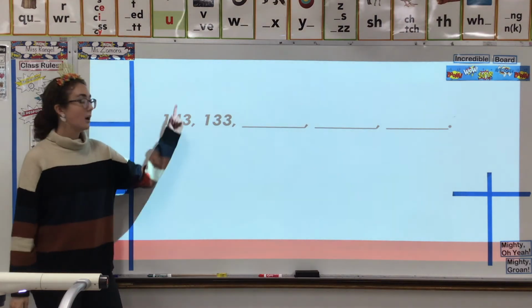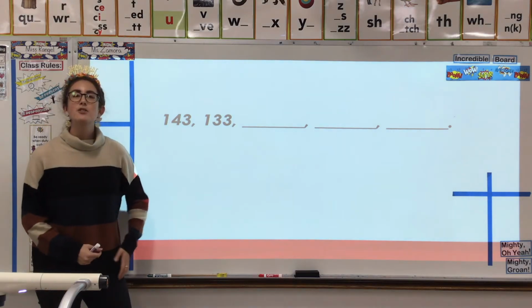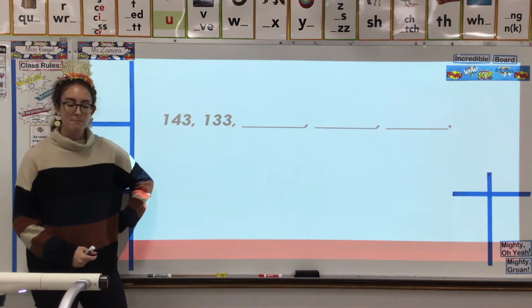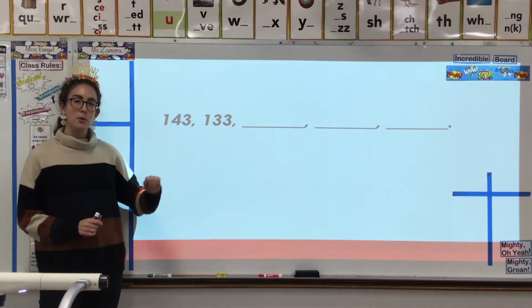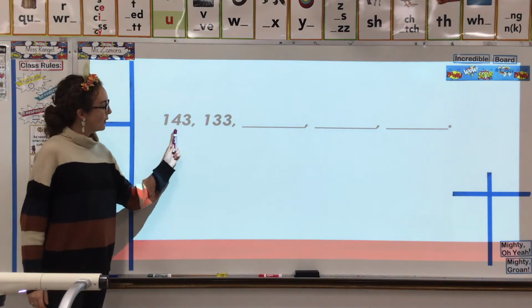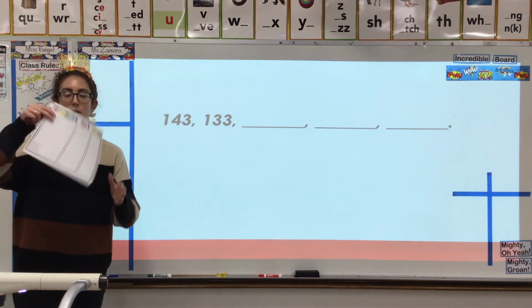We've got 143 and 133. What is different between these 2 numbers? 143, 133. What's different?